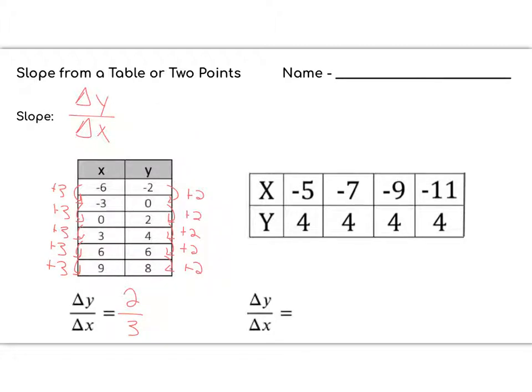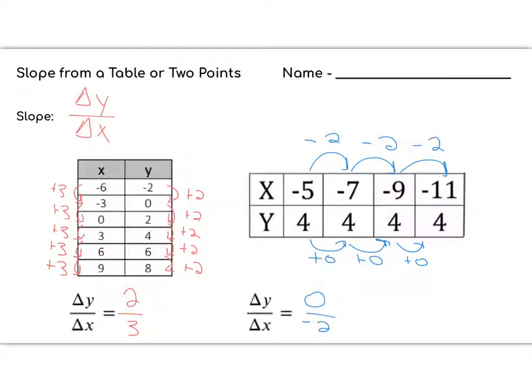Okay? Now, a lot of times the tables that we see are in this vertical format, but occasionally they will be in a horizontal format, and you need to pay attention to which one's y and which one's x. So let's look. Here my y coordinates are at the bottom. How do I get from 4 to 4? I don't add anything, right? 4 to 4, nothing. 4 to 4, nothing. Okay, so my change in y here is 0. How do I get from -5 to -7? Subtract 2, is that right? -7 to -9, subtract 2, -9 to -11, subtract 2. So I get 0 over -2.